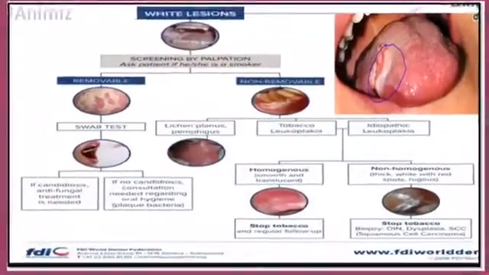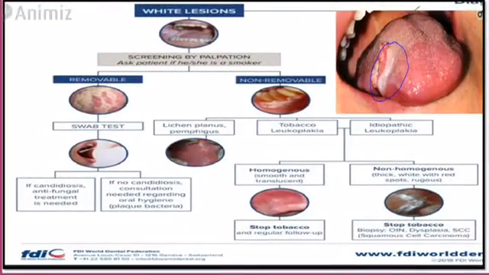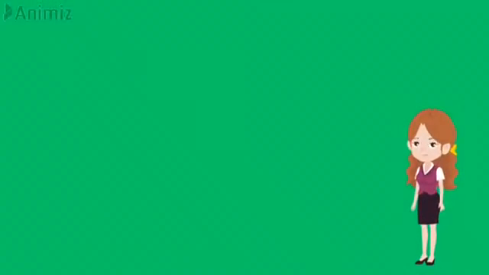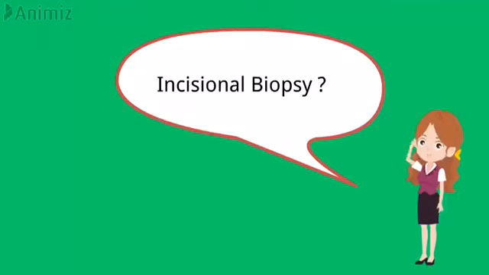For this case, white lesions are identified. Hence, screening is done by palpation and asking the patient if she is a smoker. It is non-removable, tuberculous leukoplakia, and non-homogeneous. Therefore, the patient is advised to stop tobacco and a biopsy is conducted. The type of biopsy conducted is incisional biopsy.